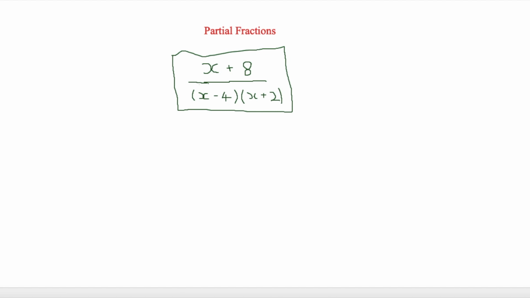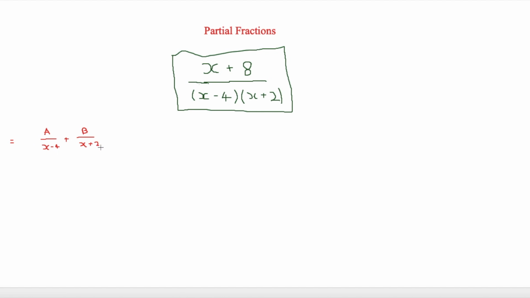Now the first one is the easy example, and this says x plus 8 over x minus 4 and x plus 2. To start this off, we have to split the fraction up. So we're going to say that this is equal to A over x minus 4, adding B over x plus 2. So what we've just done there is simply split it up.